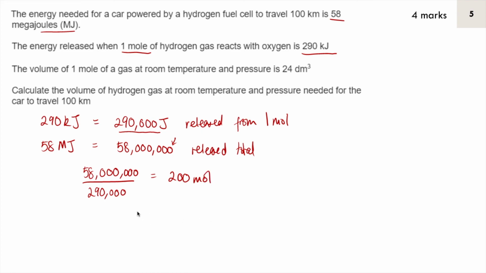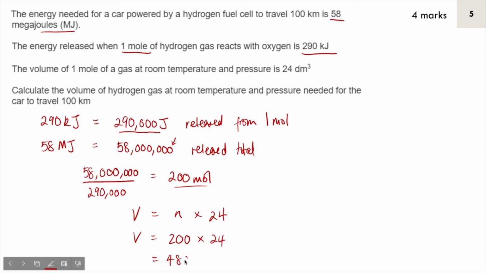Now we've got that same equation where the total volume that a gas occupies is the number of moles times 24, because each mole occupies 24 decimeters cubed. We've got the number of moles here, so we just need to do 200 times 24, which is 4,800 decimeters cubed.